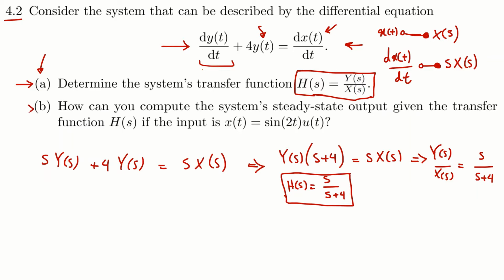Okay, part B. How can you compute the system's steady-state output? Steady state means when t goes to infinity. Given the transfer function H(s), which we have here, and the input, just assume the input is x(t). Let me write this in a different color. We assume x(t) equals sine of 2t times u(t).